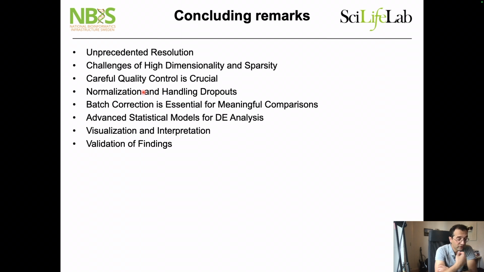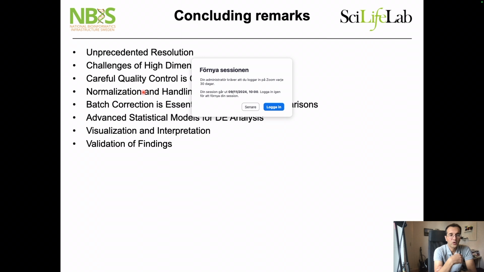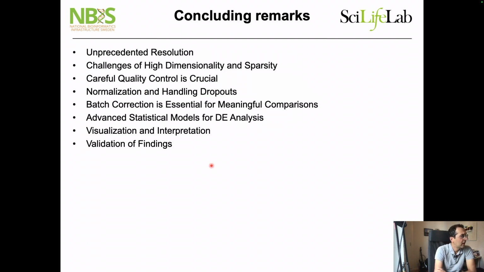And if you have cofactors, you should use more advanced statistical models for differential expression analysis. For example, scAMPy may not give you that option. You should use alternative options. And always visualize, interpret, and go back and forth. And then make sure to validate your findings.